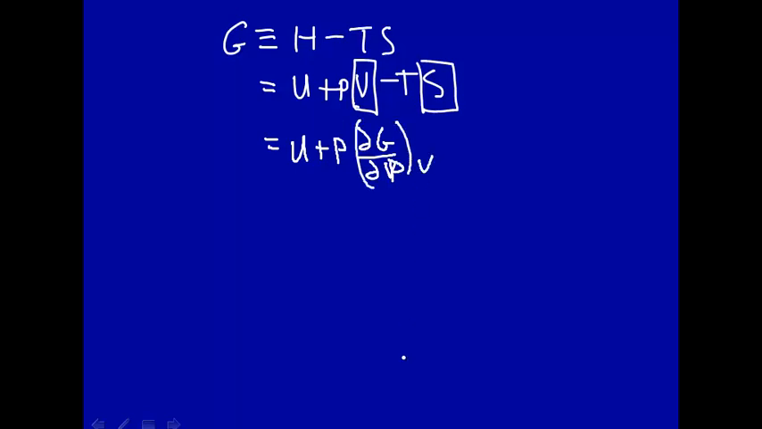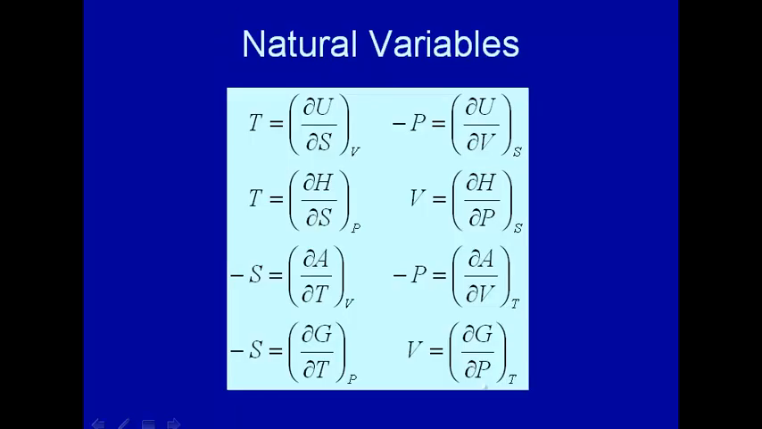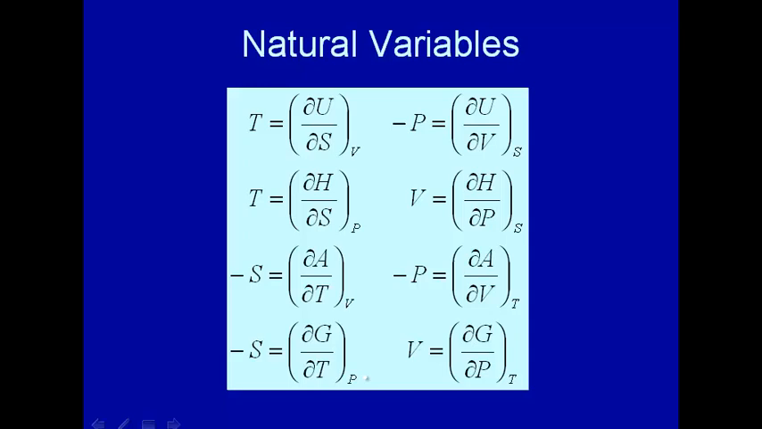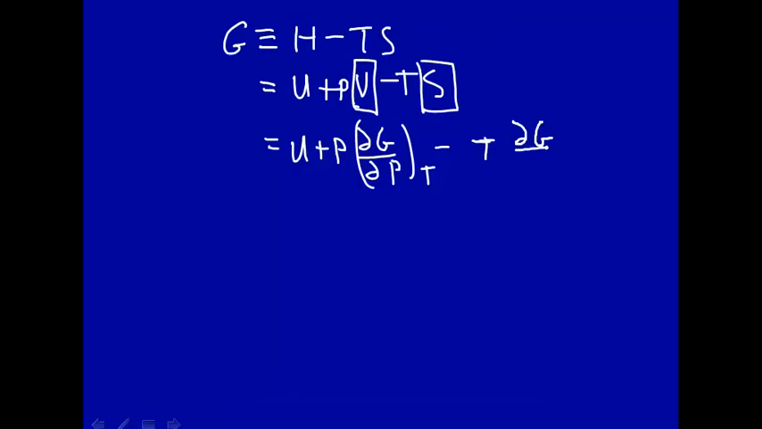Did I get that right? Let's go back here. Yeah, how G changes with P at constant temperature, and a minus sign in there. Minus T, and now we can substitute in for entropy. The entropy is how G changes with T at constant P with a minus sign, times a minus 1. So all we did was substitute in.